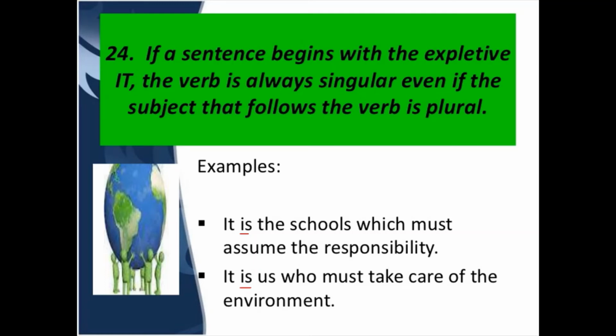So why? It begins with the indefinite pronoun "it." When the sentence begins with an indefinite pronoun, "it" always takes a singular verb, even if it is followed by a plural noun like schools and us. So that is for rule number 24.